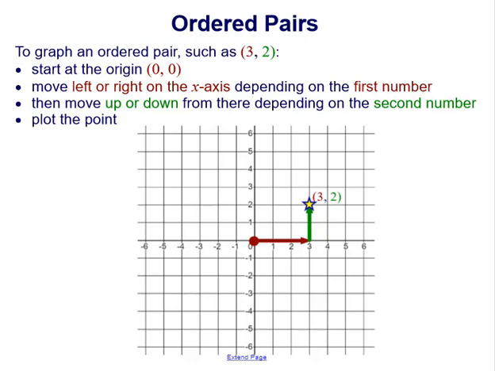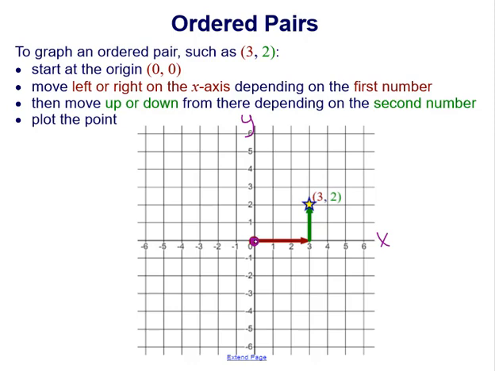Graphing ordered pairs. To graph an ordered pair, let's say such as 3, 2, start at the origin, which is 0, 0. That's where your x and your y axis intersect. So this is our origin, 0, 0.